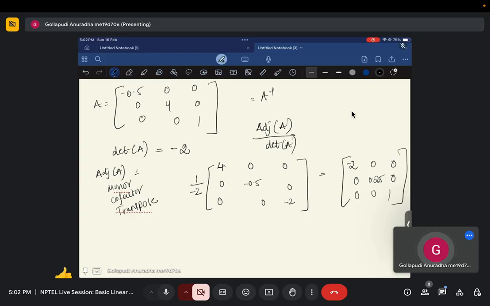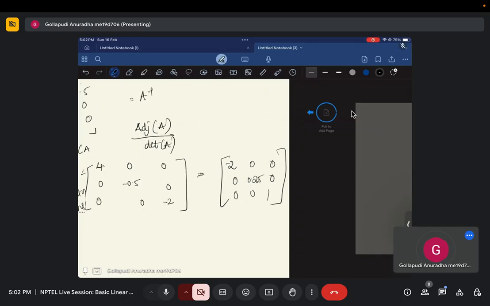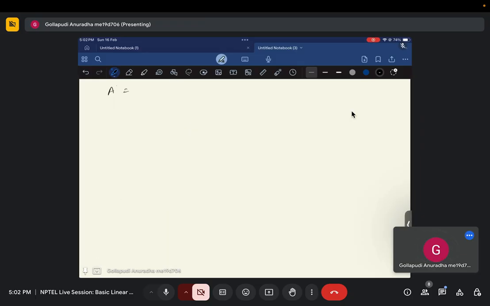So here the first minor will be 4, and then the second minor will be 0 itself, the third minor will be 0, and yeah, I think it's quite a simple thing. Take up another last question.